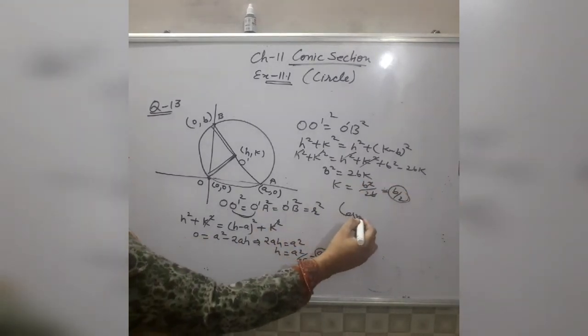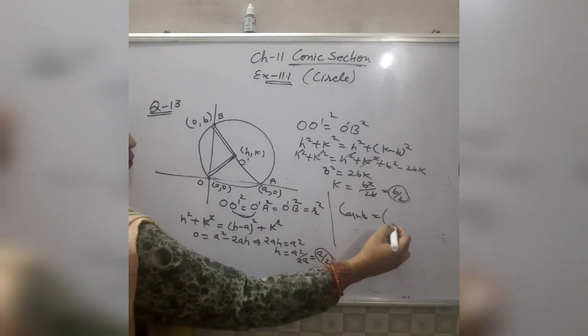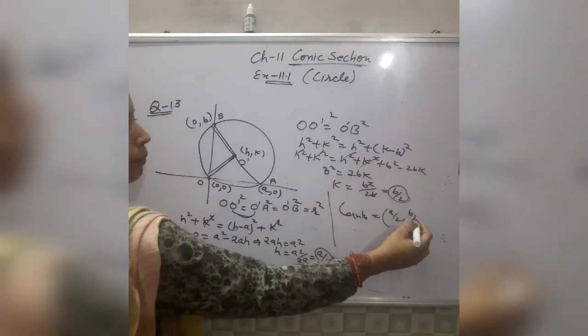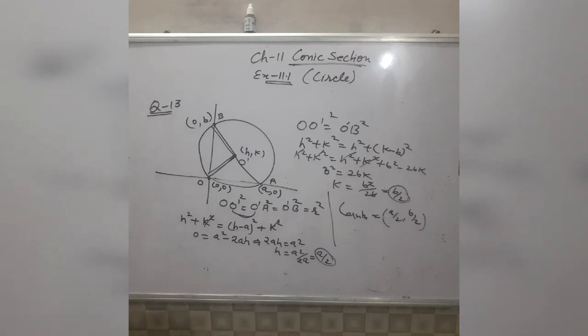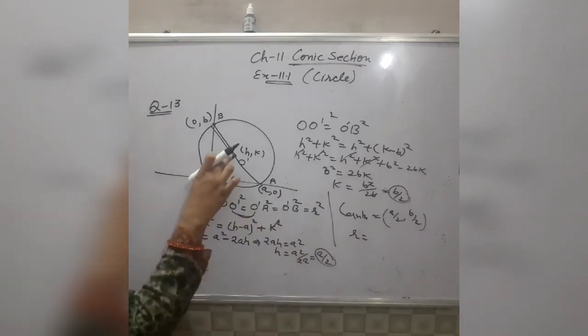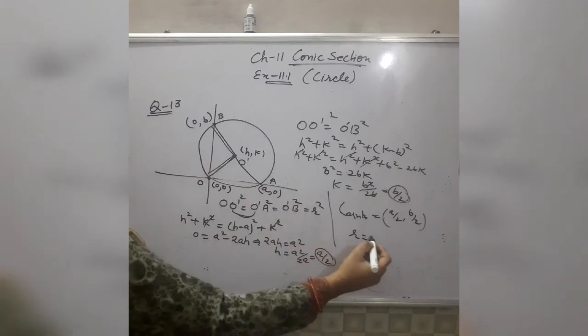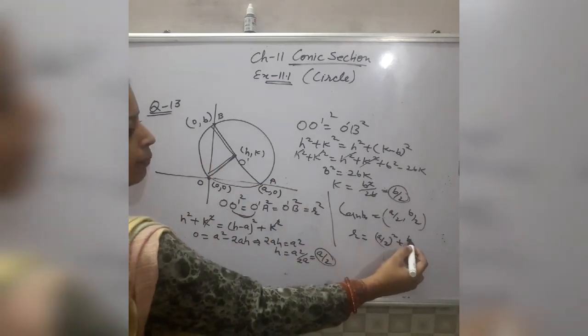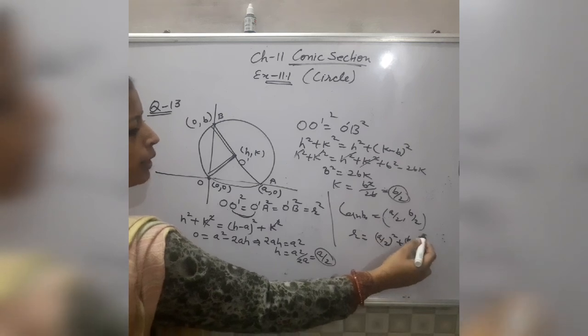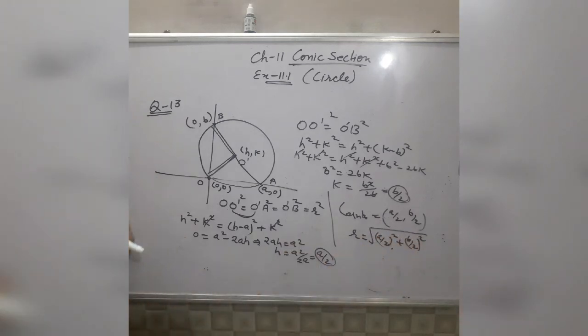So the center of the circle will be h comma k, means a by 2 comma b by 2. Center will be a by 2 comma b by 2. So now we will find out the radius. What is the radius? Radius is this distance. So with the help of the distance formula, a by 2 minus 0 whole square plus b by 2 minus 0 whole square, and then root. This is the value of the radius.